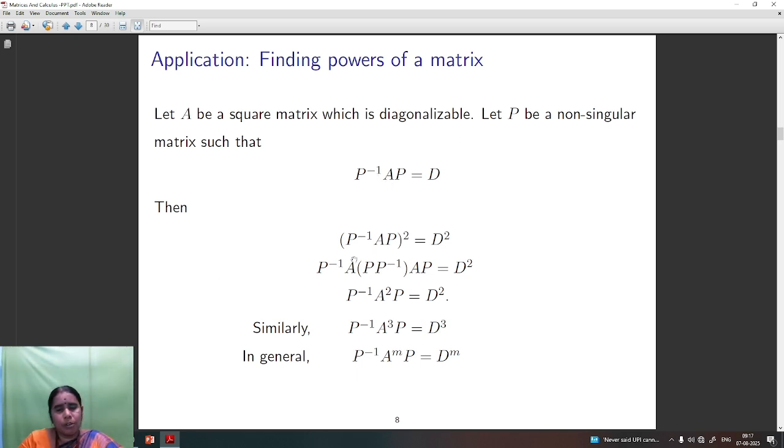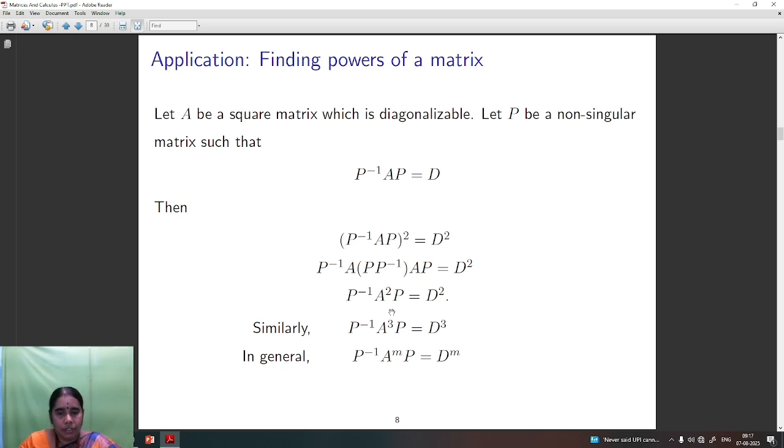Then on squaring both sides, we have (P inverse AP) the whole square equal to D square. P inverse A into P, we are calculating twice, so P inverse AP into P inverse AP is equal to D square. On combining these two, P and P inverse get to 1. So we have P inverse A square P equal to D square.